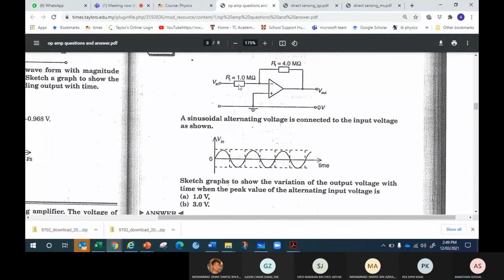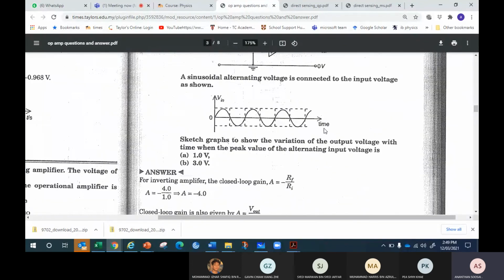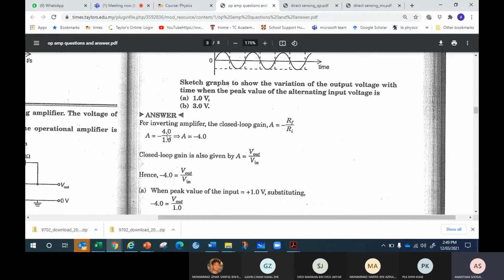Check the gain. How much is the gain? How much is RF? How much is Rin? So what is the gain formula? Negative RF over Rin, because it's an inverting amplifier. So 4 megaohm divided by 1 megaohm, so -4. The gain is -4, right? Negative RF over Rin.